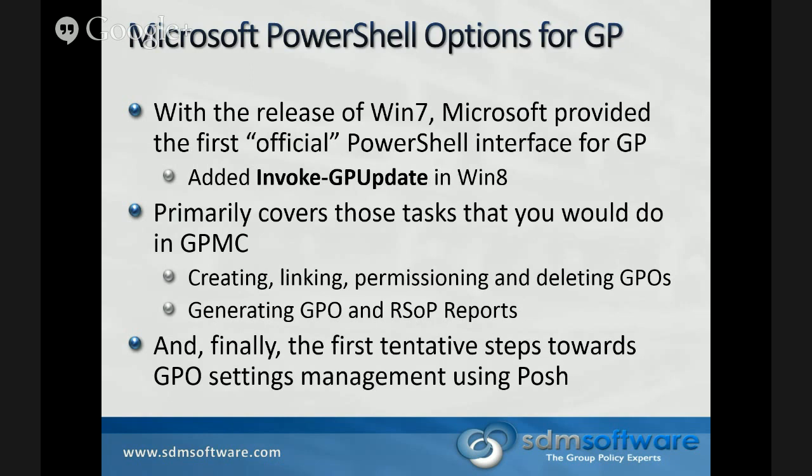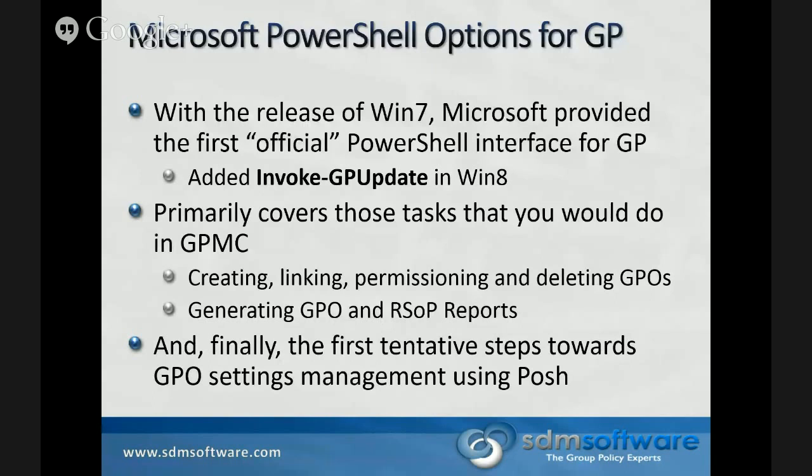In Windows 8, Microsoft added one new commandlet, which was Invoke-GPUpdate. So this is essentially remote GP refresh from PowerShell. You now have the ability to trigger a GP update force using PowerShell against a remote system, which is a nice thing.